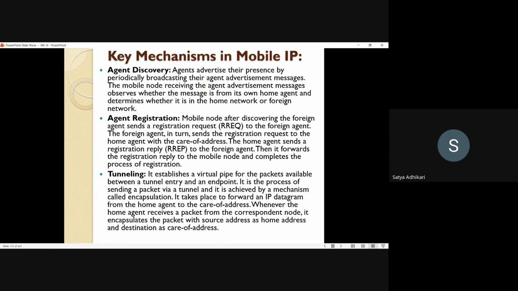That is, the mobile node, which originally belongs to you, is now in my network, and this is the request the mobile node has sent for registration. So it sends that to the home agent with the care of address, and this is his new address. The home agent sends a registration reply to the foreign agent. It is okay, I know that my mobile node, which initially belongs to me, is in your network. Then it forwards the registration reply to the mobile node and completes the process of registration.